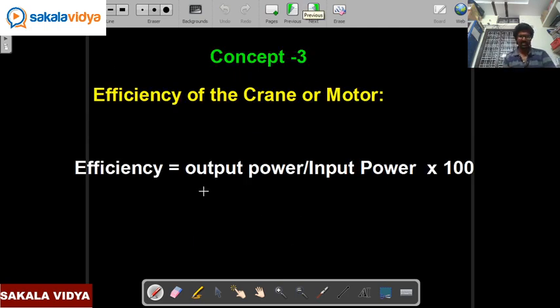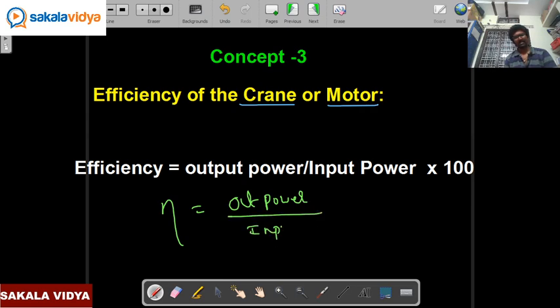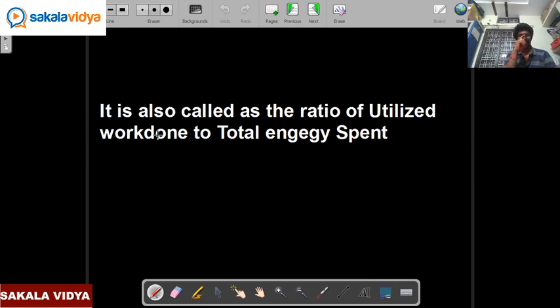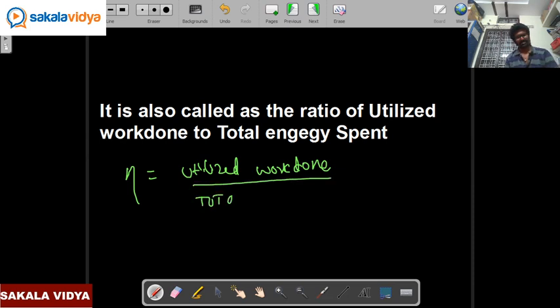Next, the efficiency of a crane or a motor. Efficiency is defined as the ratio of output power by input power into 100, or it can also be called the ratio of utilized work done by total energy spent into 100.